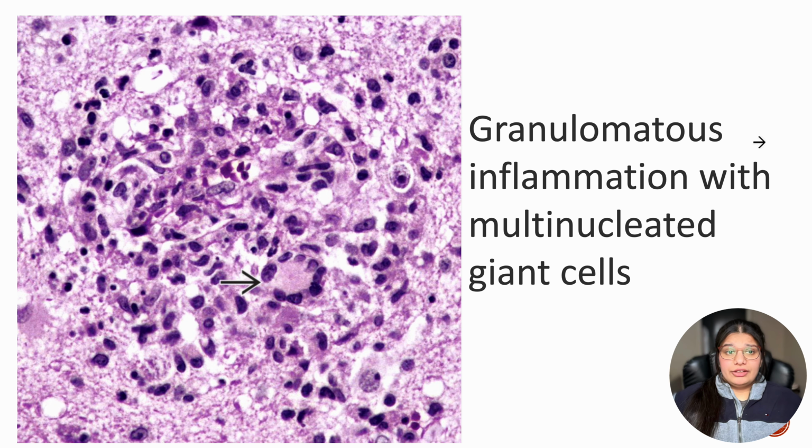How would it look characteristically? There would be granulomatous inflammation with multinucleated giant cells, as suggested by the name granulomatous, and these are the multinucleated giant cells seen. It is usually confused with granulomatous tuberculosis, so we have to differentiate the two.